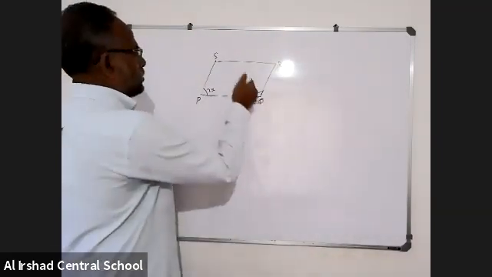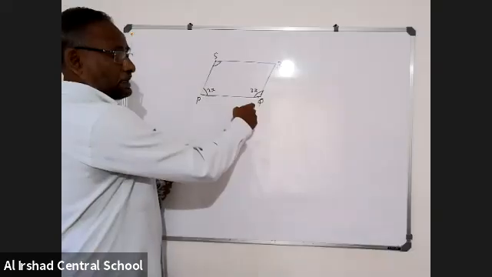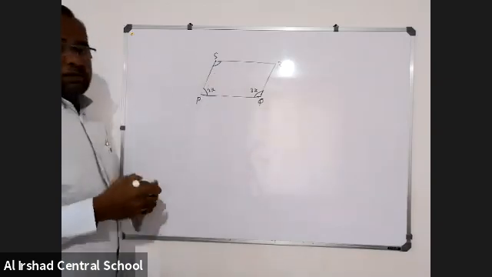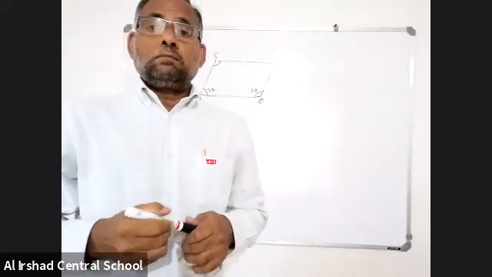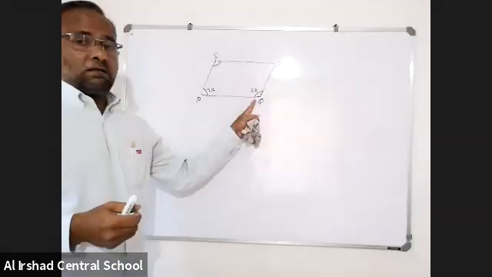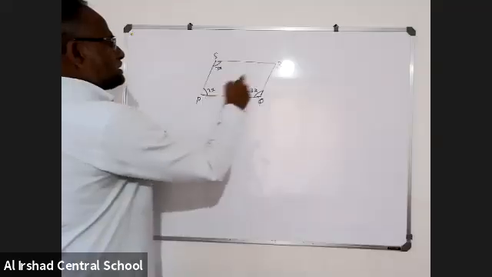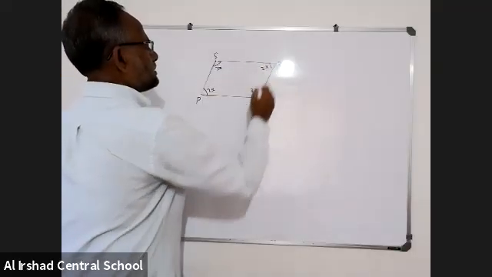If this is 3x, what is this? This is 3x. Then S is equal to how much? This is a parallelogram, this is 3x. What is this? 3x, because opposite angles are equal. Now this is 2x, we know this is 2x. Opposite angles are equal.